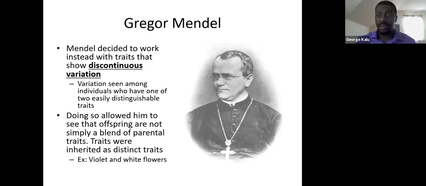Everyone kind of following me so far? Okay. One quick example was when you were looking at violet flowers and white flowers. If you allow those two to mate with one another, the offspring would be either violet or white. Those are some of the results that he would see, and we'll look at that going forward too.